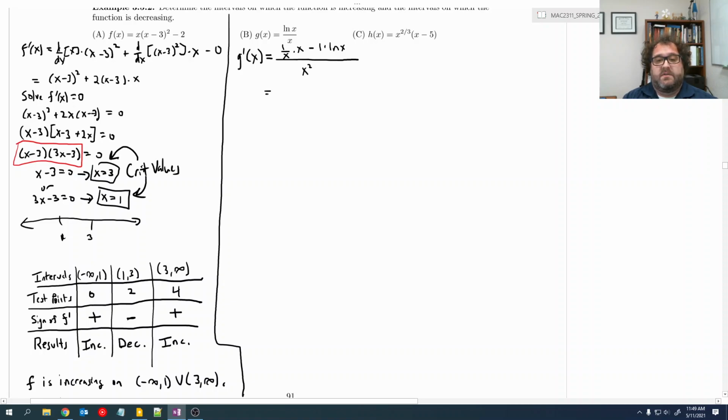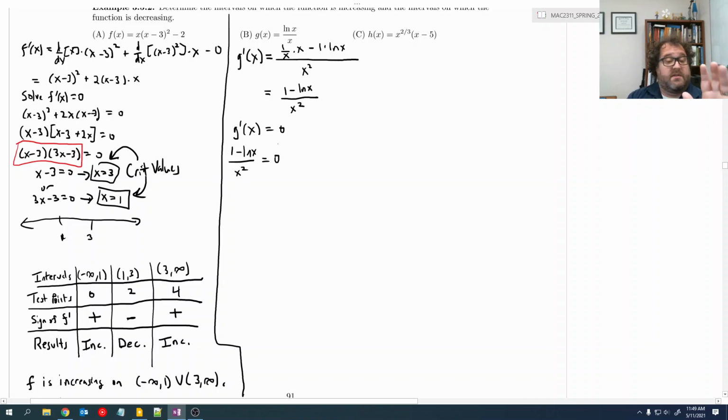We simplify this, of course. We get what? x over x simplifies to 1, so we get 1 minus natural log x over x squared is our derivative. Okay, let's see what we can come up with. So for critical values, we need to solve g prime of x equals 0. So 1 minus natural log x over x squared equals 0.